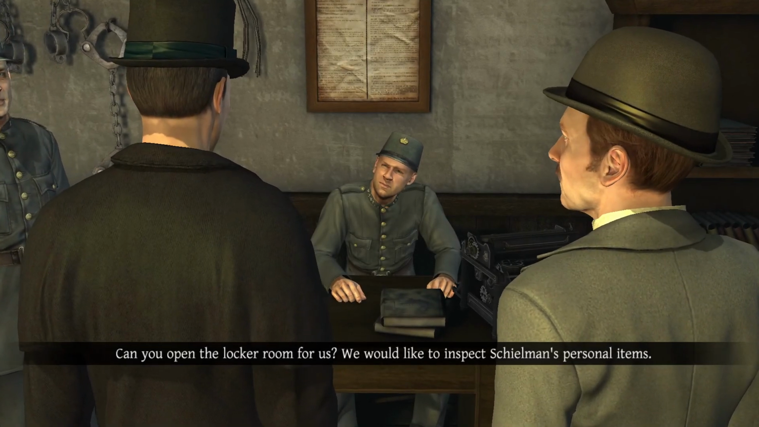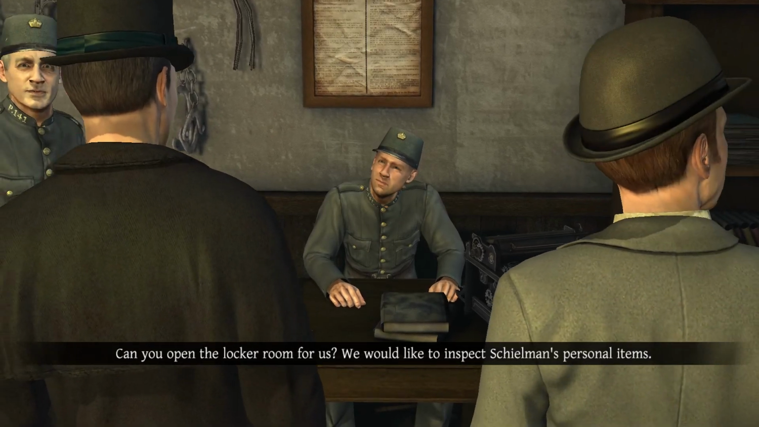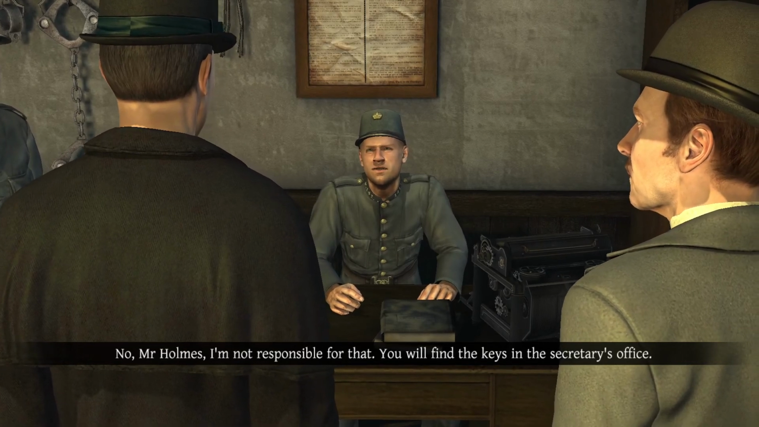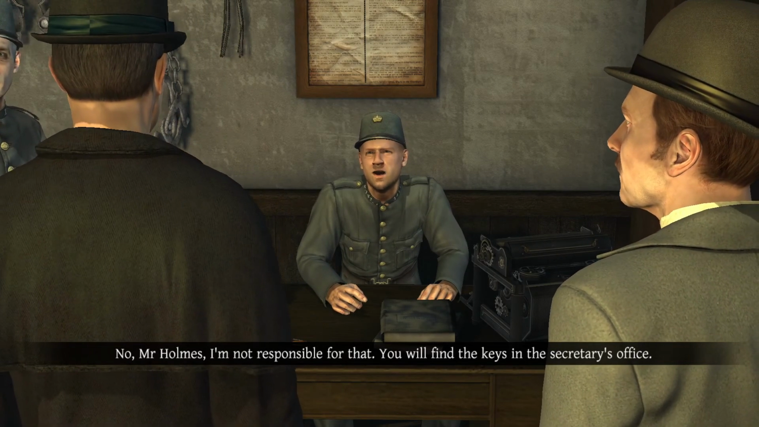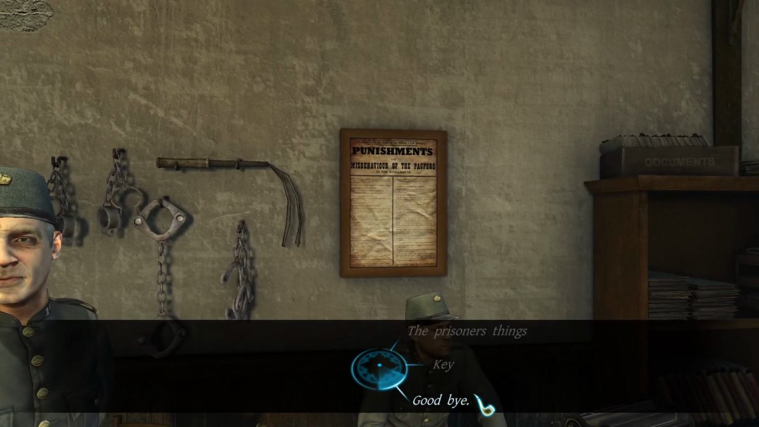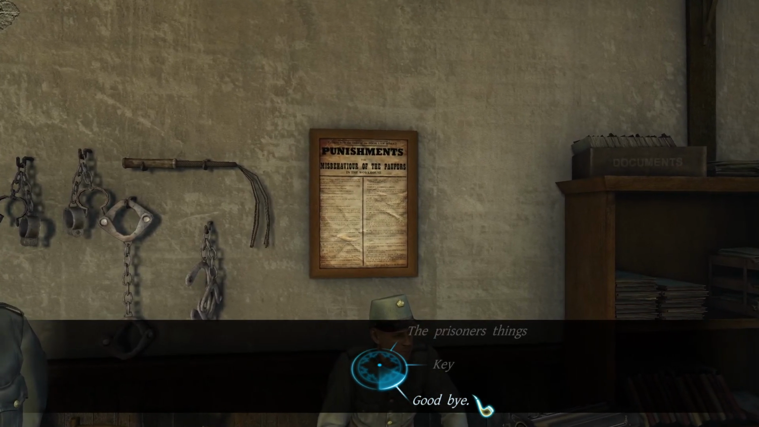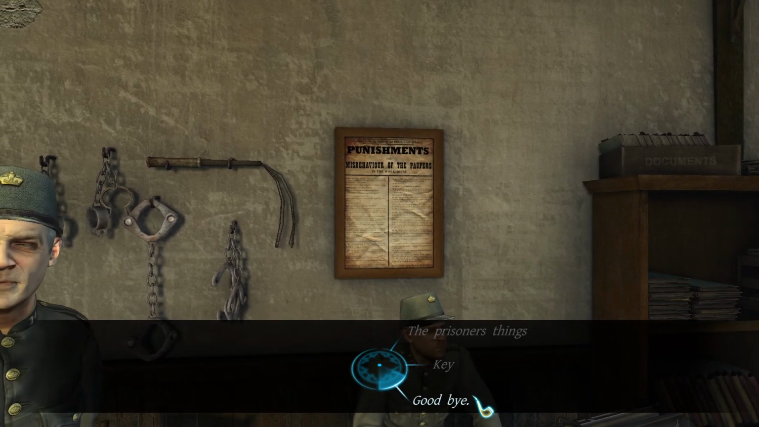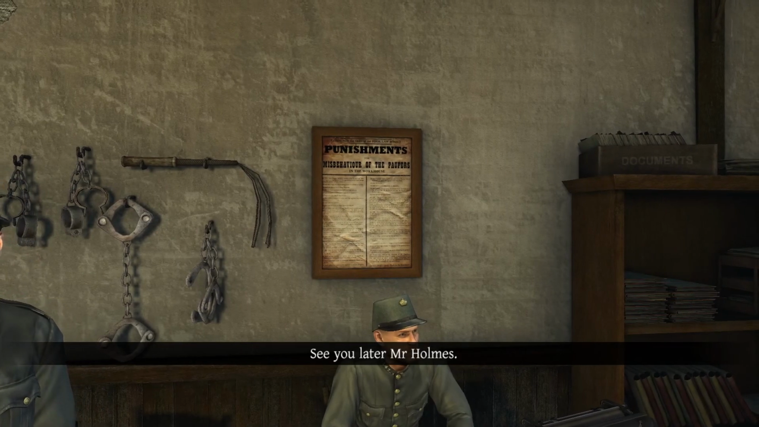Okay, keep. Can you open the locker room for us? We would like to inspect Shieldman's personal items. No, Mr. Holmes. I'm not responsible for that. You will find the keys in the secretary's office.